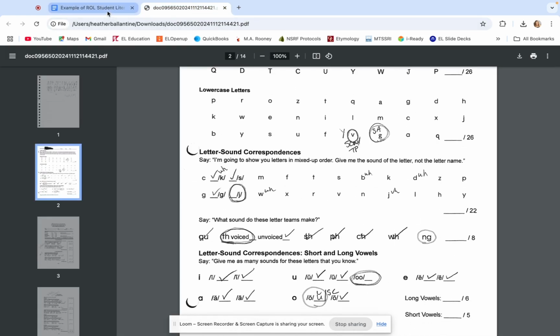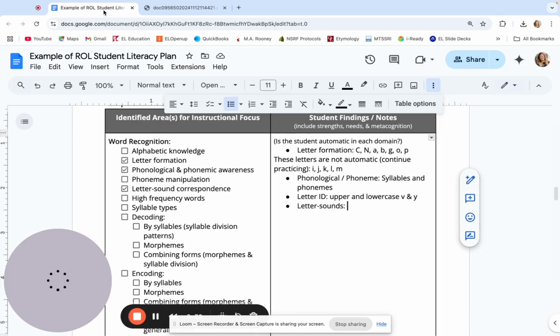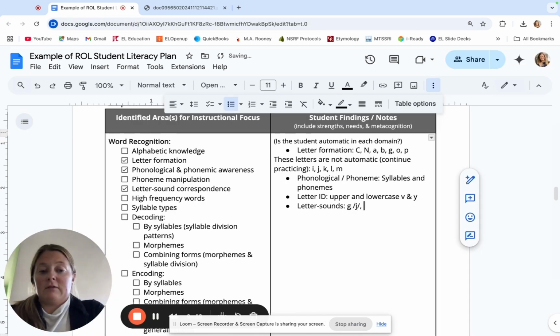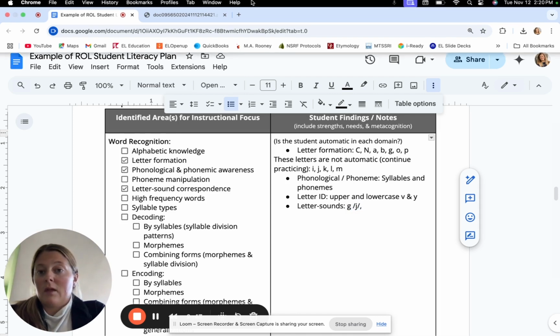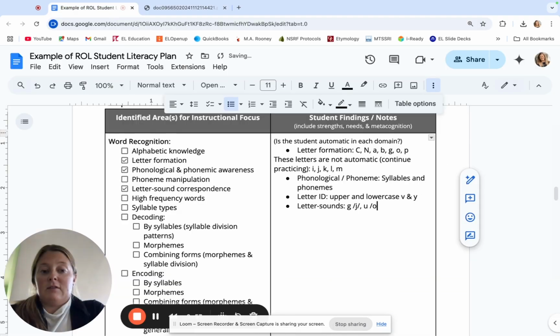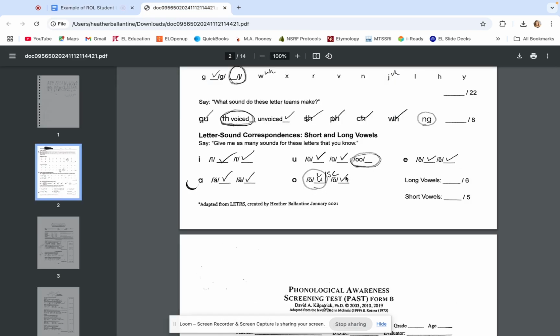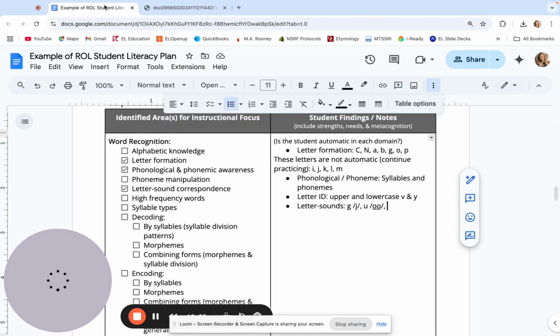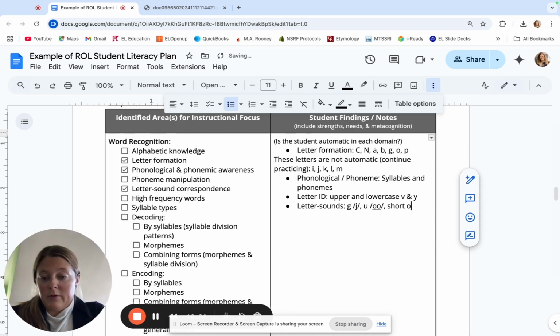Okay, letter sounds. He needs a soft sound of G. So the soft sound of G. Remember, these bars here mean the sound. So it's G saying the sound J. And then needs the oo sound for U. So he needs U says the oo sound. It's that oo sound there. And then he needs short O. I can just put short O if I want.